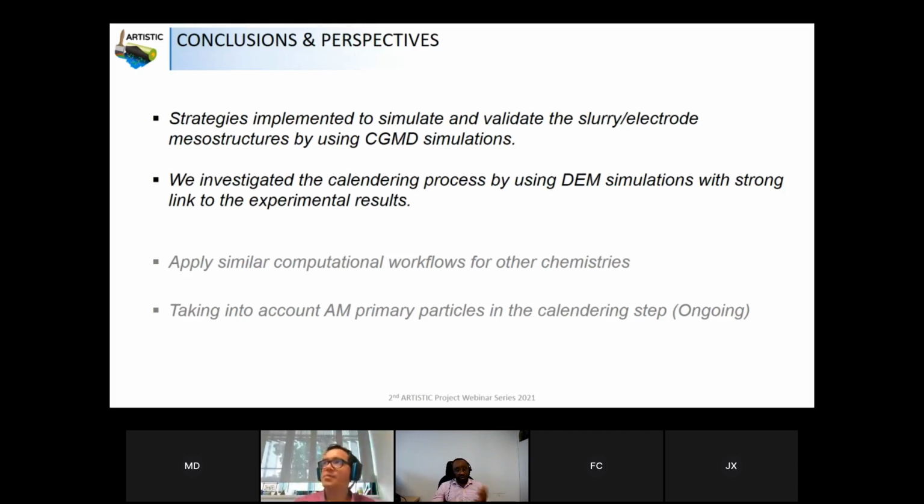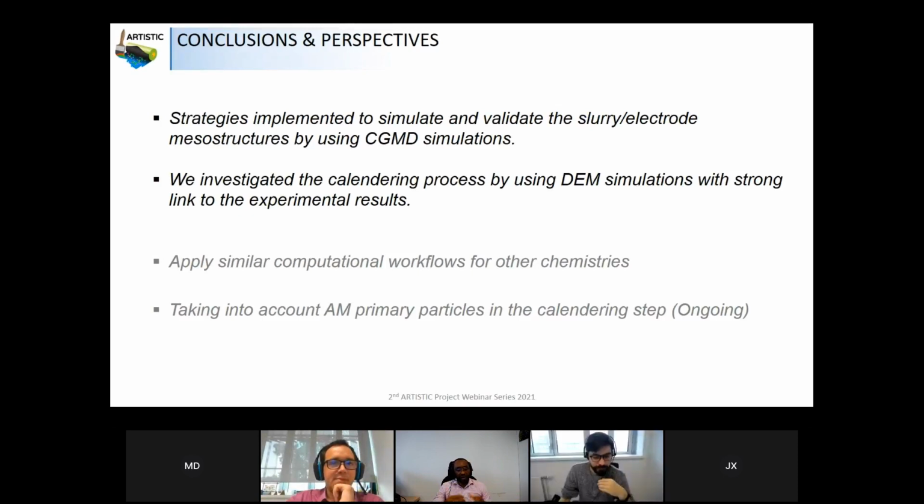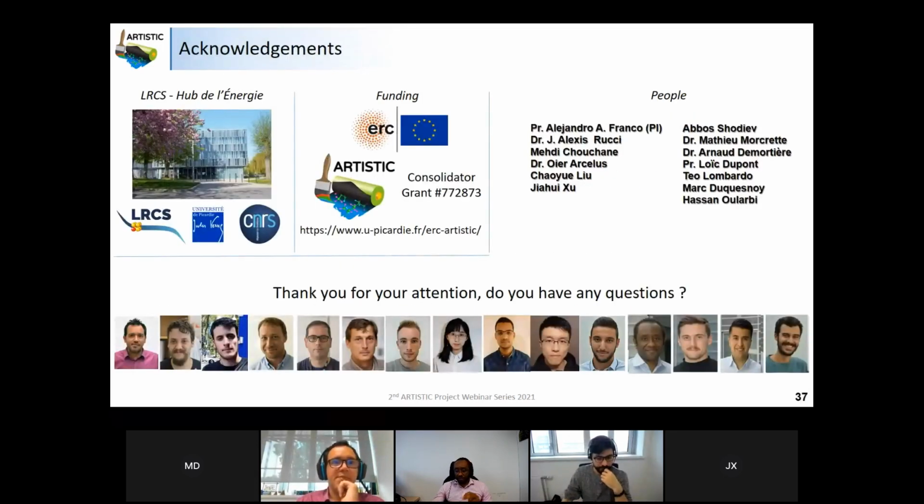And to conclude, here I present you a strategy to implement the simulation of the slurry and the dry electrode using CGMD simulation. And also we investigate the calendering process by using DEM simulation with strong link with experimental results. And for sure, for the perspective of our work, we want to apply the same strategy with different chemistry, and take into account, for example, the effect of the primary particles inside the active material for the calendering step. And thank you for your attention.